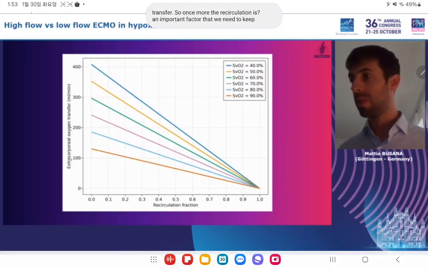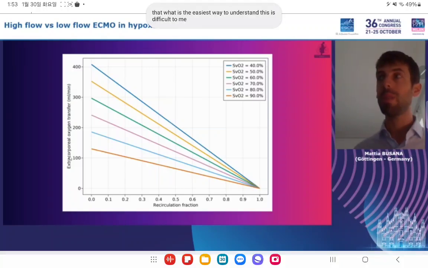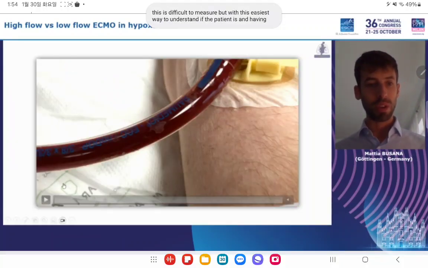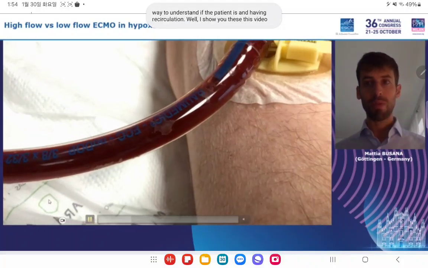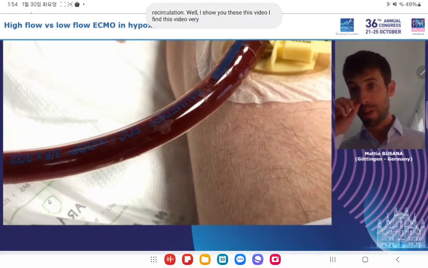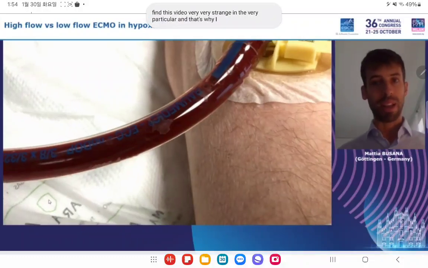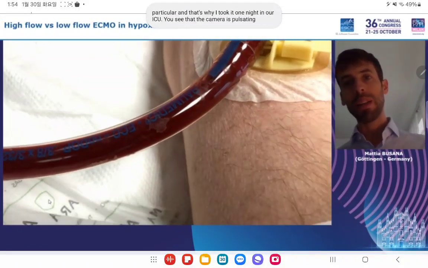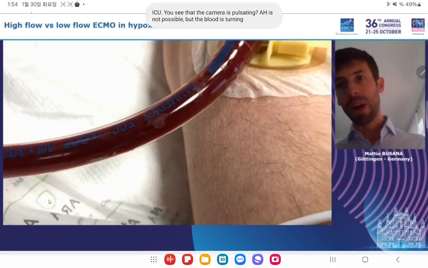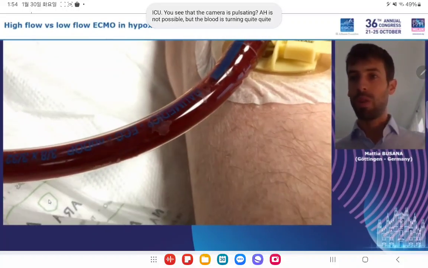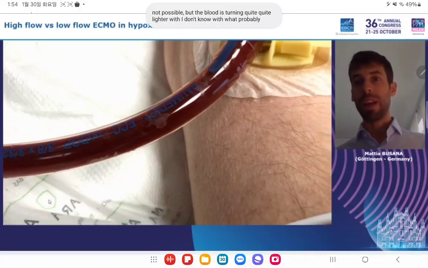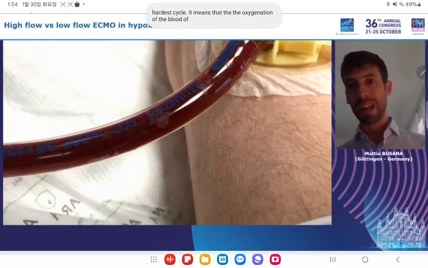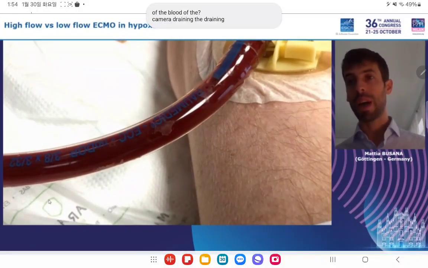And what is the easiest way to understand, since it's difficult to measure, if the patient is having recirculation? Yeah, well, I show you this video. I find this video very, very strange and very particular, and that's why I took it one night in our ICU. You see that the cannula is pulsating. Actually, it's not pulsating, but the blood is turning quite lighter, probably with the heart cycle. It means that the oxygenation of the blood in the cannula draining the blood is changing with the heart cycle.